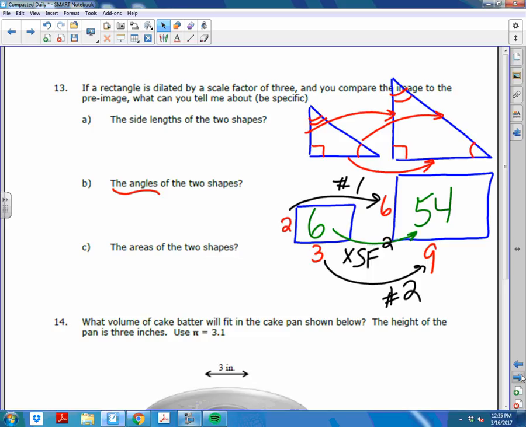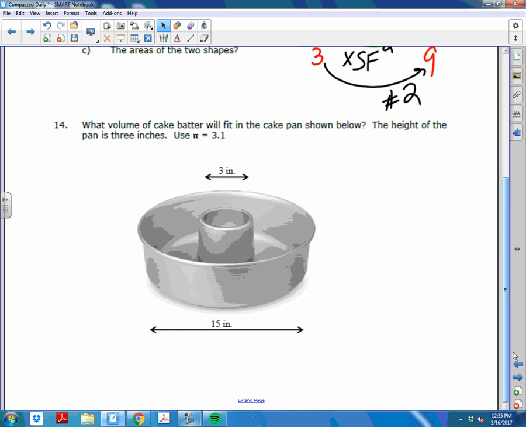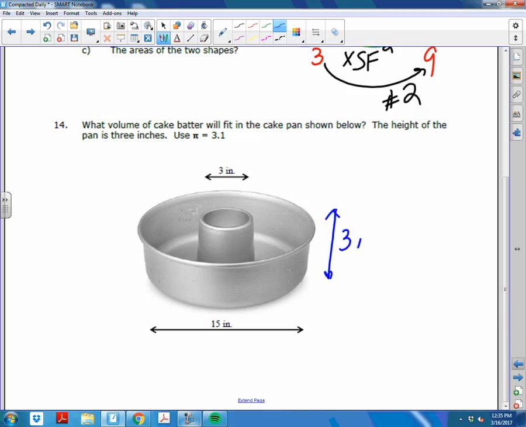Yes? Okay, last one. Here we go. What volume of cake batter will fit in the cake pan shown below? The height of the pan is 3 inches. So what we basically have to do, oh my goodness, interrupting is killing me.